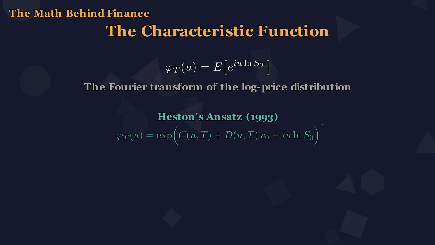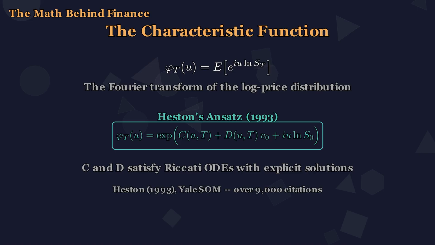Heston guessed that the characteristic function has an affine structure. The logarithm is linear in the initial variance v0 and the log stock price. He called the coefficients c and d; they satisfy a pair of Riccati ordinary differential equations. These are complex-valued ODEs, but they have explicit closed-form solutions. This is the semi-closed form that gives the Heston model its computational power.